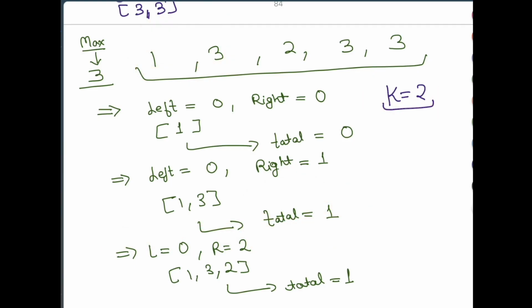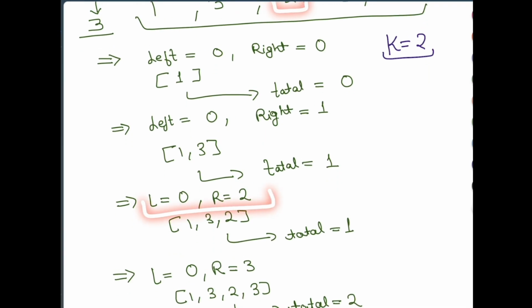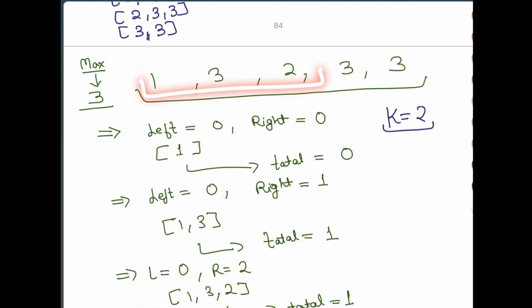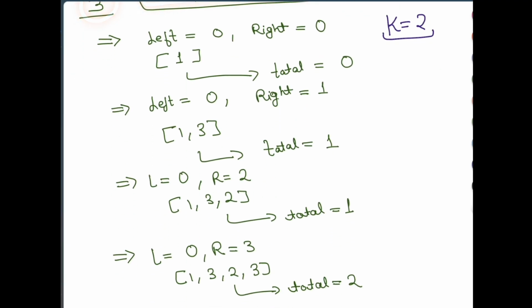So we still have not got a valid subarray, so we need to add another element. Left will be index number 0, the right will be index number 2. So left is 0, right is 2. Our subarray is 1, 3, 2, right? We just added an element which is 2 and that's not equal to the max, that is 3. So we are not going to increase the count of total and total is still 1.